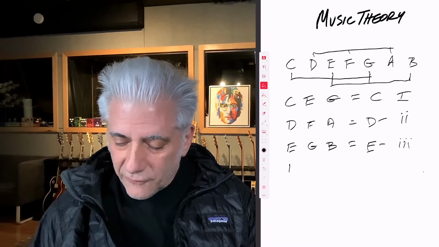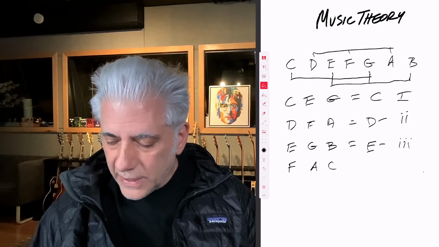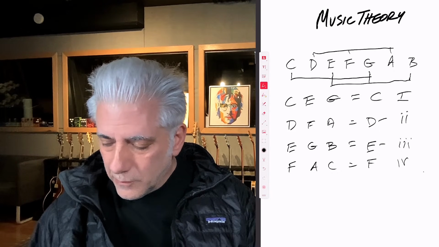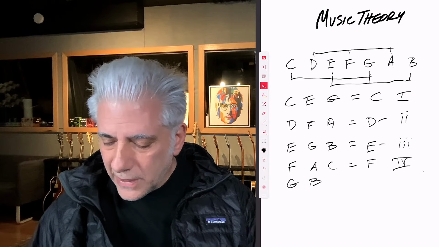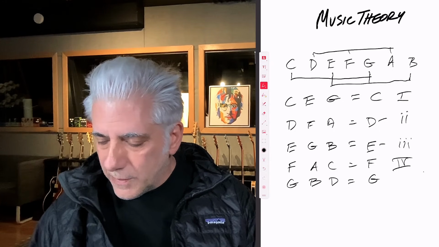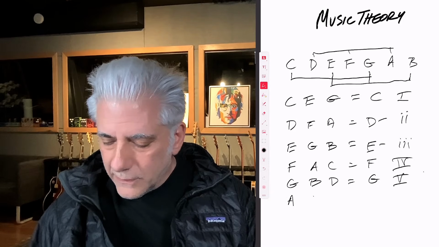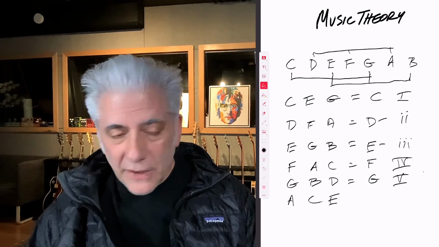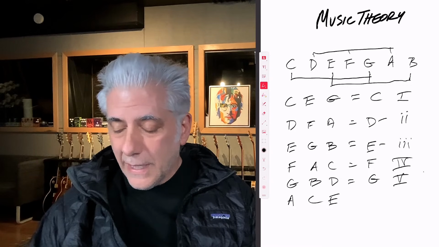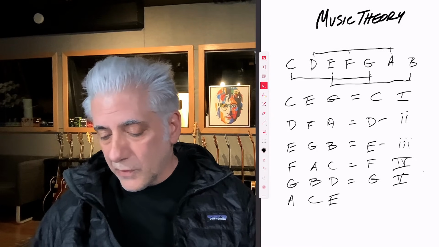The next chord is F major. F, A, C equals F major. Put a major 4. G, B, D is the 5 chord. That's G major. A, C, E. I'm just going every other note. A, then C, then E. I've just come back around the circle.